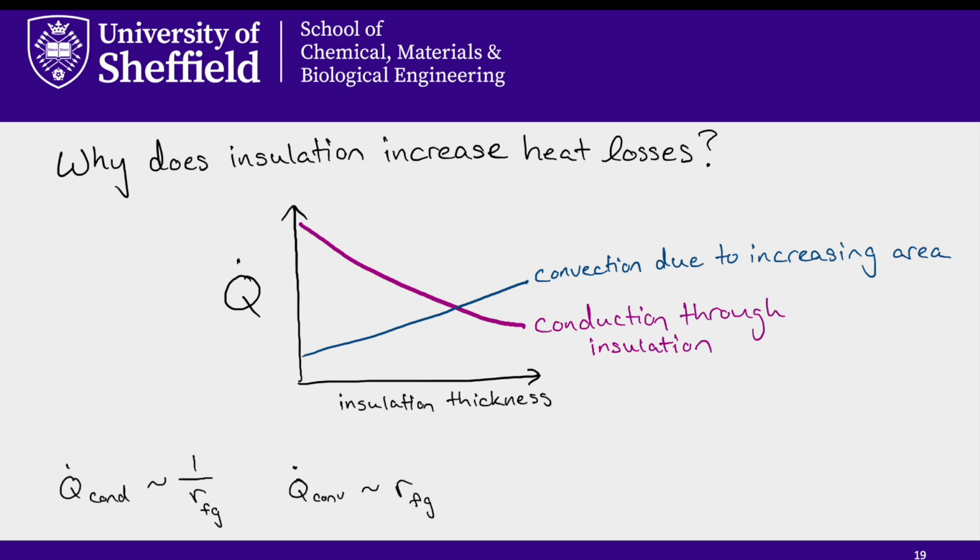Again, our conductive resistance depends hyperbolically on the radius of fiberglass insulation, whereas our convective resistance depends linearly. And so that linear dependence is a little bit slower to rise than the conductive resistance drops off. And so that's why you eventually get to the point where insulation begins to reduce your heat losses.